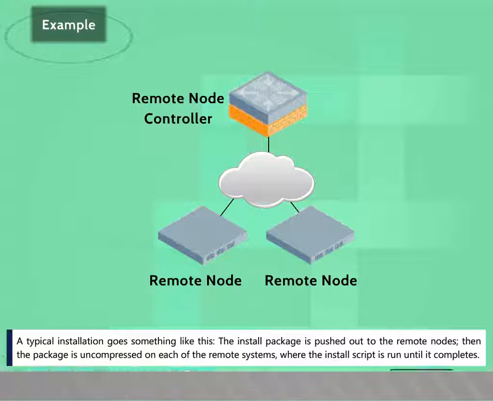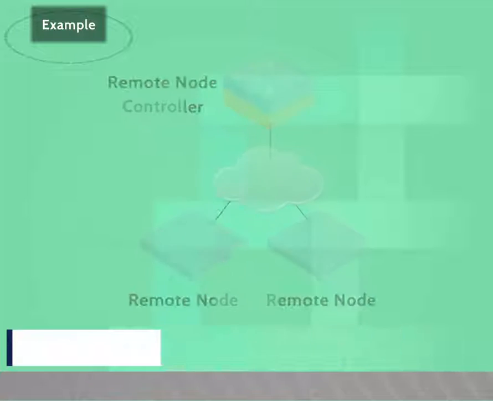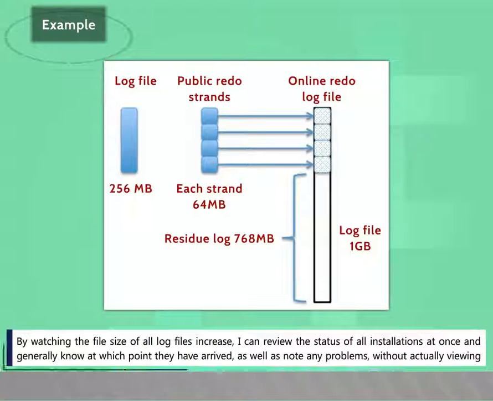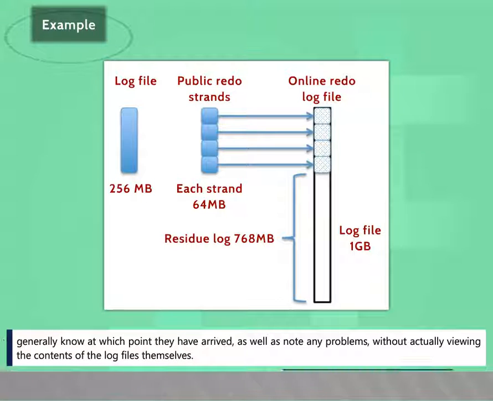A typical installation goes something like this. The install package is pushed out to the remote nodes. Then the package is uncompressed on each of the remote systems, where the install script is run until it completes. By watching the file size of the log files increase, I can review the status of all installations at once and generally know at which point they have arrived, as well as note any problems without actually viewing the contents of the log files themselves.